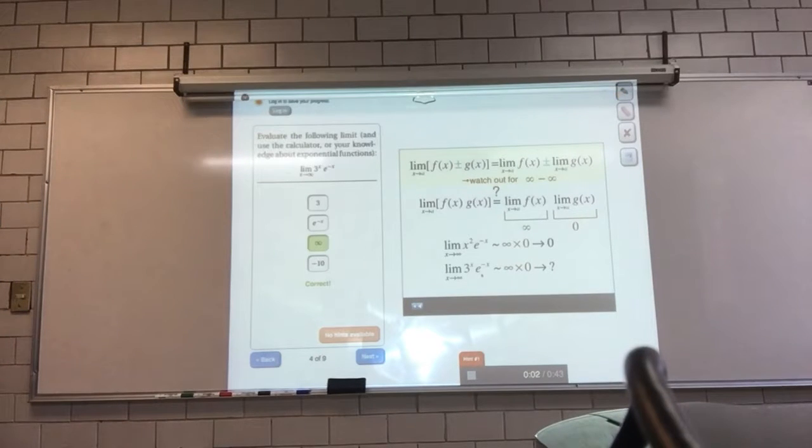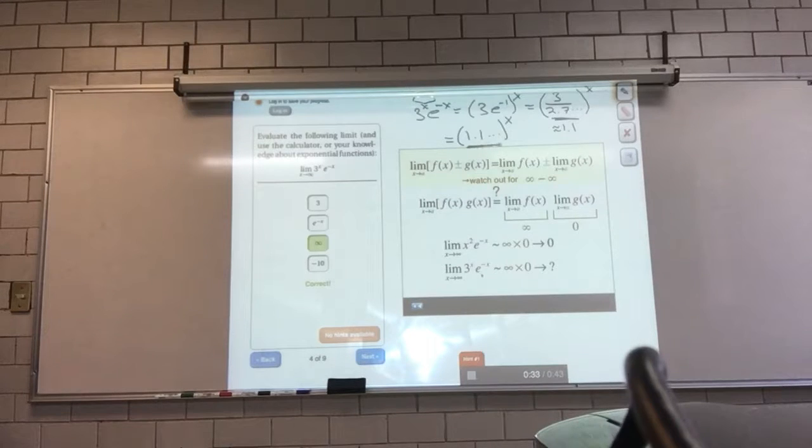Let's take 3 to the x times e to the minus x and write that as 3 times e to the minus 1, all raised to the x power. Now 3 times e to the minus 1 is 3 over e, which you can write as 3 over 2.7 something, all raised to the x, and this thing here is approximately equal to 1.1. You can check it with a calculator, so this is about 1.1 something raised to the x power.